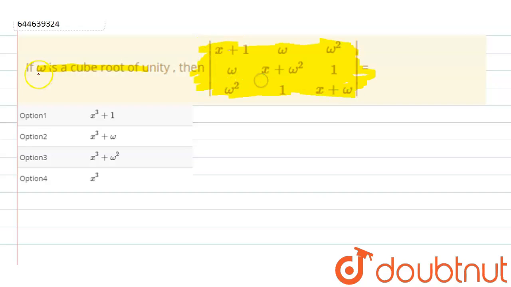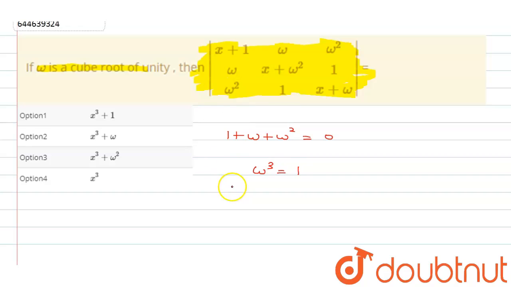The question is, if omega is a cube root of unity, then the value of this determinant is. So it is given that omega is a cube root of unity. It means the value of 1 plus omega square is equal to 0 and omega cube is equal to 1. Now we have to find the value of this determinant.